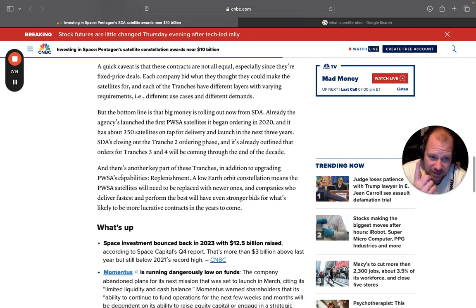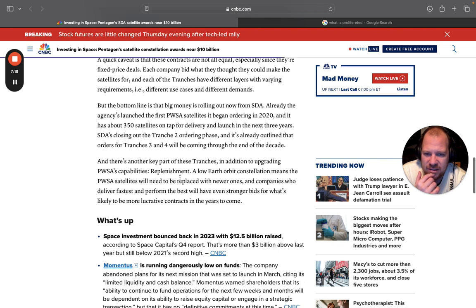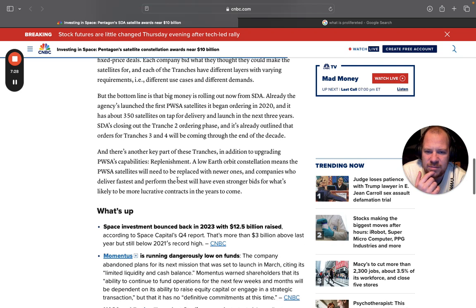And here's something that became important. There's another key part of these tranches: in addition to upgrading the PWSA's capabilities, replenishment. A low Earth orbit constellation means that the PWSA satellites will need to be replaced with newer ones, and companies who deliver fastest and perform the best will have even stronger bids for what's likely to be more lucrative contracts in the years to come.